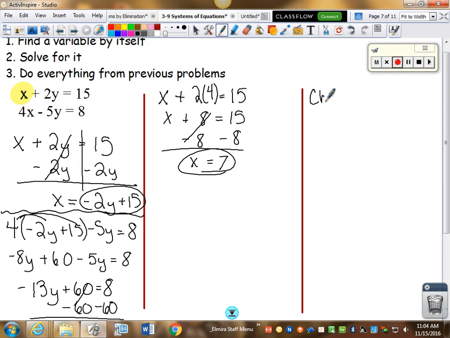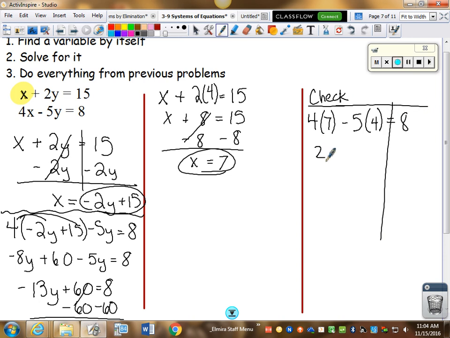Then our check. Okay, so 4 times, I just found out x is 7, minus 5 times our y value is 4, and we're going to see if it equals 8. So 28 minus 20, and it does equal 8. Okay, so that is solved by substitution.